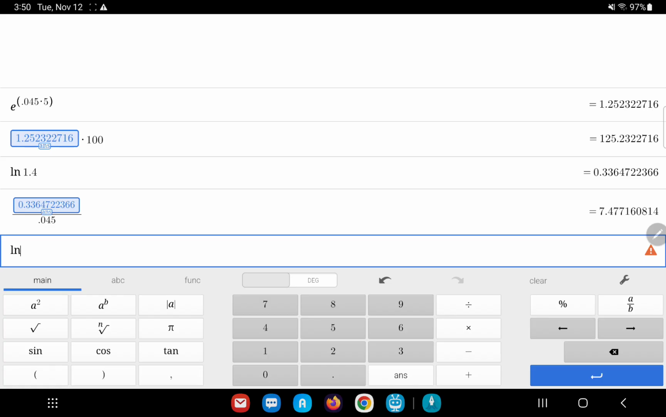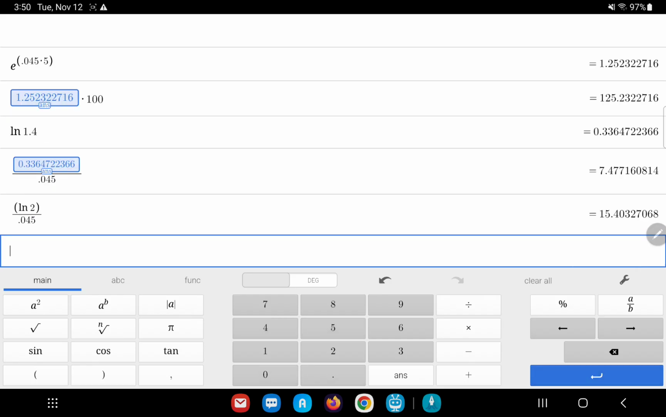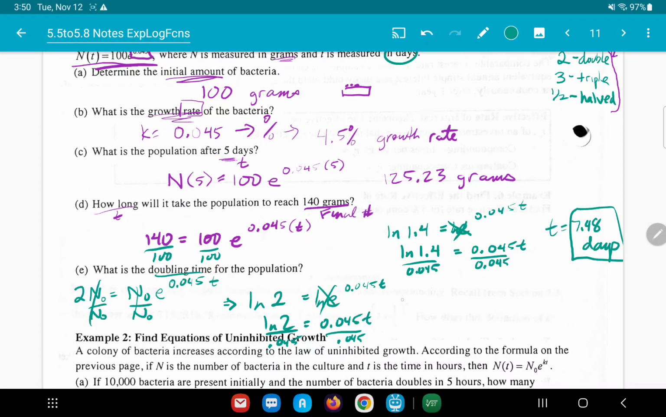And we're going to take that answer and let's see if I can just do parentheses. Let's see if that works. Divided by 0.045. There we go. And we get an answer of 15.40. So let's go back. And so t is equal to 15.4. And that's the doubling time. So it'll take 15.4 days for the bacteria to double.